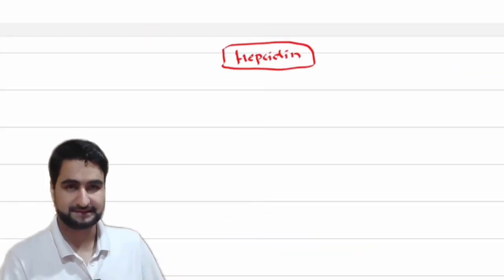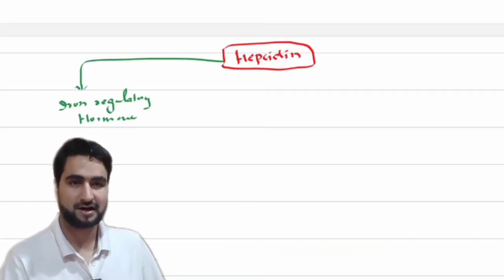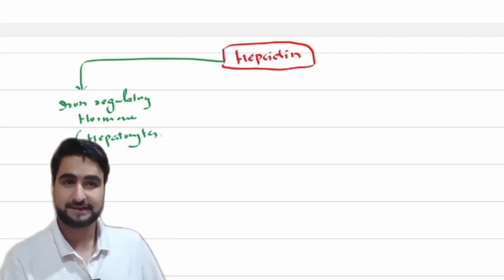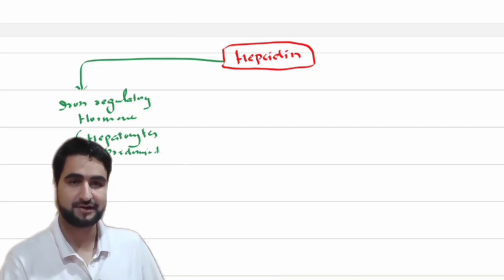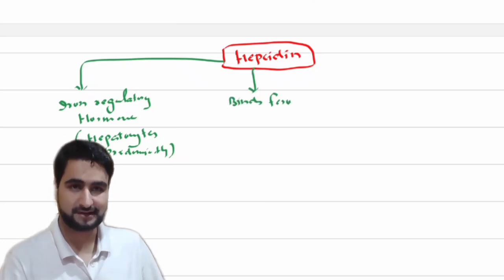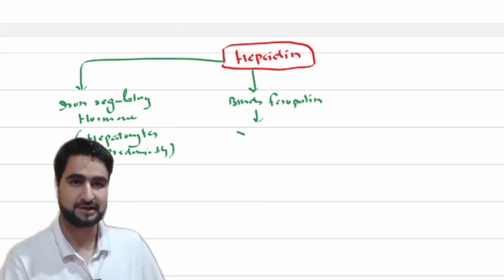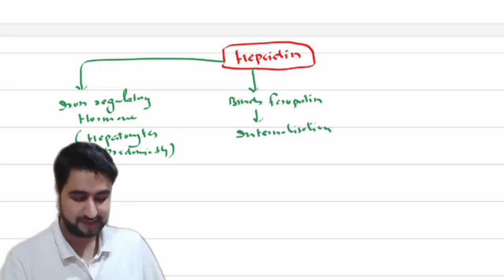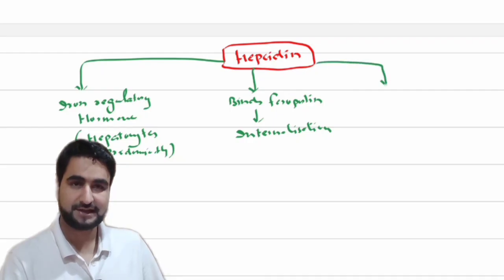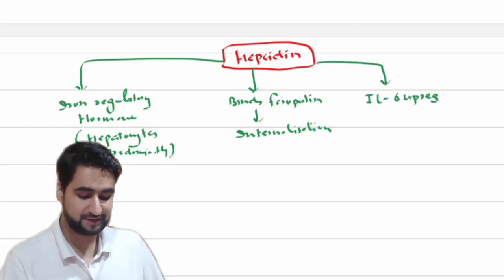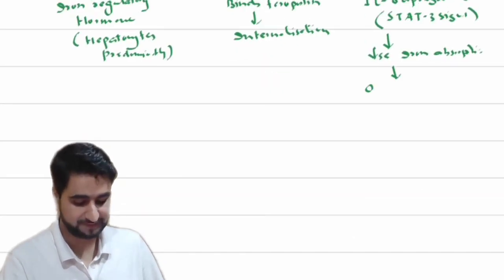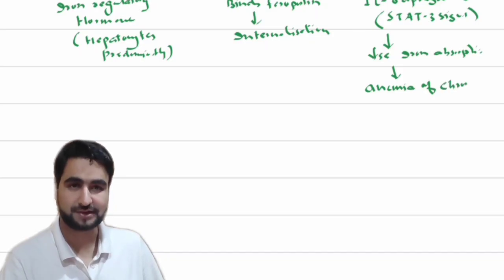Now, what is hepcidin? Hepcidin is actually an iron regulatory hormone. This hepcidin binds to ferroportin, which I have already mentioned. After binding with ferroportin, it undergoes internalization and eventually degradation of ferroportin. Another thing that should be noted here: interleukin 6 upregulates this hepcidin. That's why you can see decreased iron absorption and thus anemia of chronic disease.